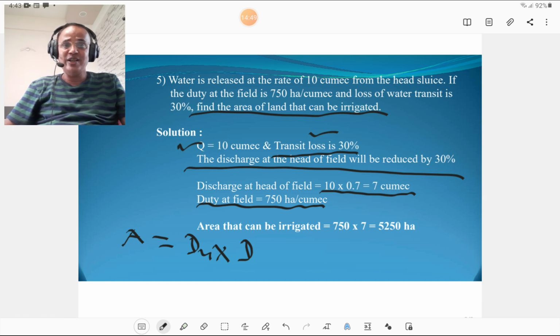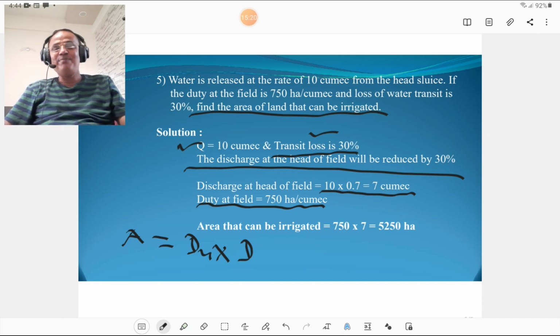It is so simple, but you must know how to calculate the losses, how to calculate the useful discharge or useful duty at the head of the canal. You must know how to calculate the base period. The base period is always in number of days, and duty always in hectare per cumex, and the discharge is in meter cube per second, and delta is calculated in centimeter, but by that relationship it is in meter. So you must know all the given terminologies, their units, and you must know the relationship between the duty and delta, and also area, discharge and duty, to calculate the answers of these analytical questions.